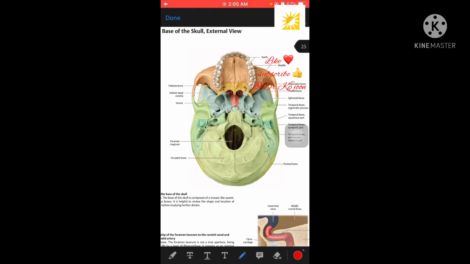In this diagram, mainly you saw the occipital view: occipital bone, parietal bone, foramen magnum, inferior nasal concha, vomer, teeth, maxilla, zygomatic bone, frontal bone, sphenoid bone, temporal bone zygomatic process, temporal bone squamous part, temporal bone tympanic part, temporal bone petrous part, and mastoid part.